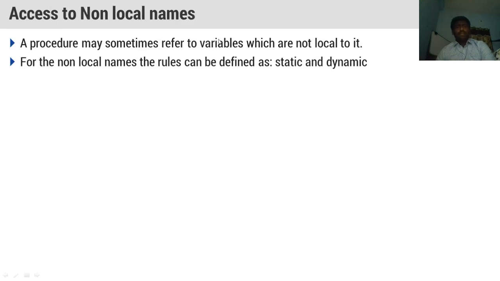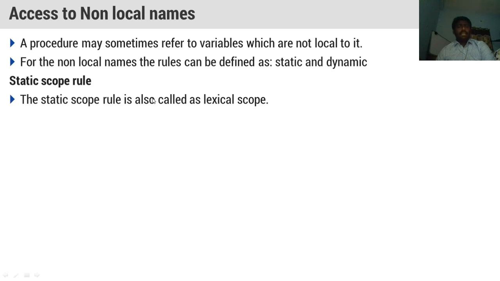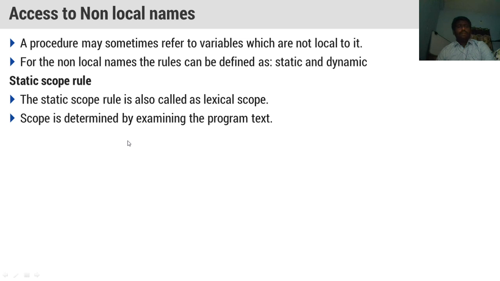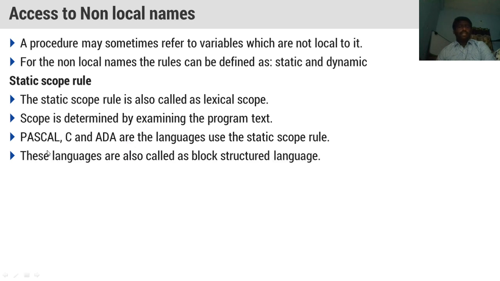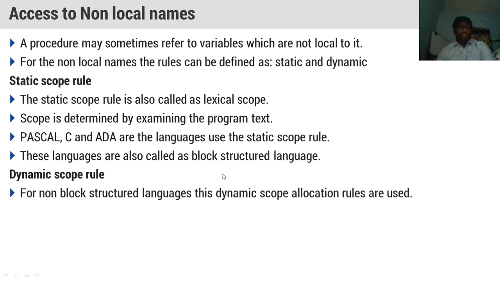And there is the matter of variables which are not local to a procedure. So a procedure may sometimes refer to variables which are not local to it. There are static and dynamic scope rules. Static scope rule is also called lexical scope, and it is determined by examining the programming text. Some programming languages use this static scope rule, like Pascal, C, Ada. These are the programming languages that use the static scope rule, and these languages are also called block structured languages.